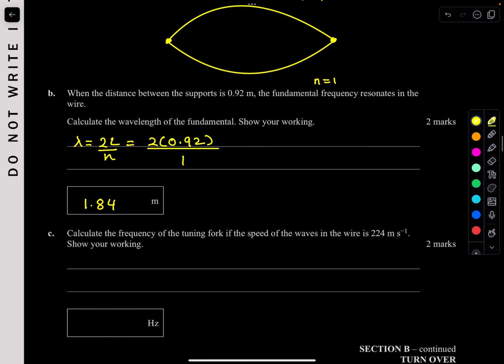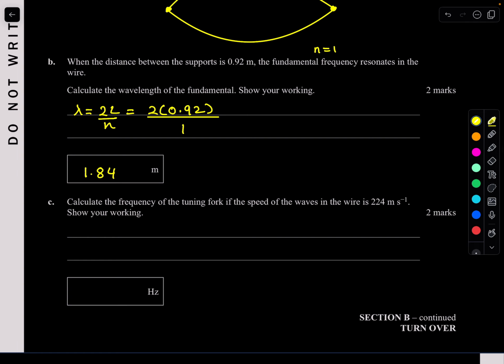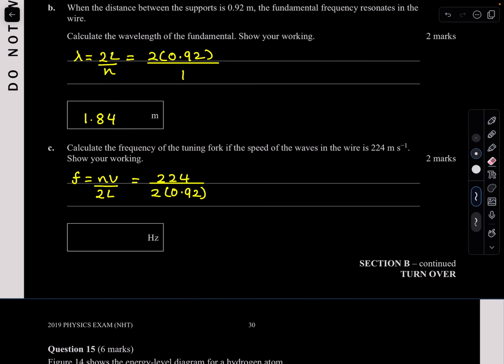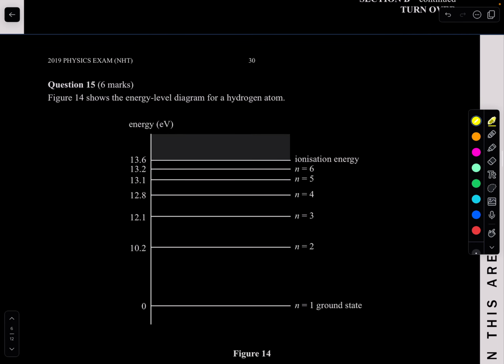meters. Calculate the frequency of the tuning fork if the speed of the waves in the wire is 224 meters per second. So for fixed ends, the frequency formula is nv over 2L. Of course, n is 1, and the velocity is 224, over 2 times your length, which is 0.92. That gives me 122 hertz. Beautiful.